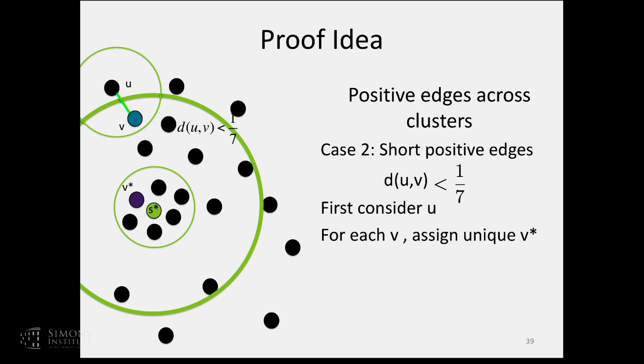Now, this edge UV star is kind of in a no man's land. Okay? It can't be very small, and it can't be very large. It can't be close to 0. It can't be close to 1.